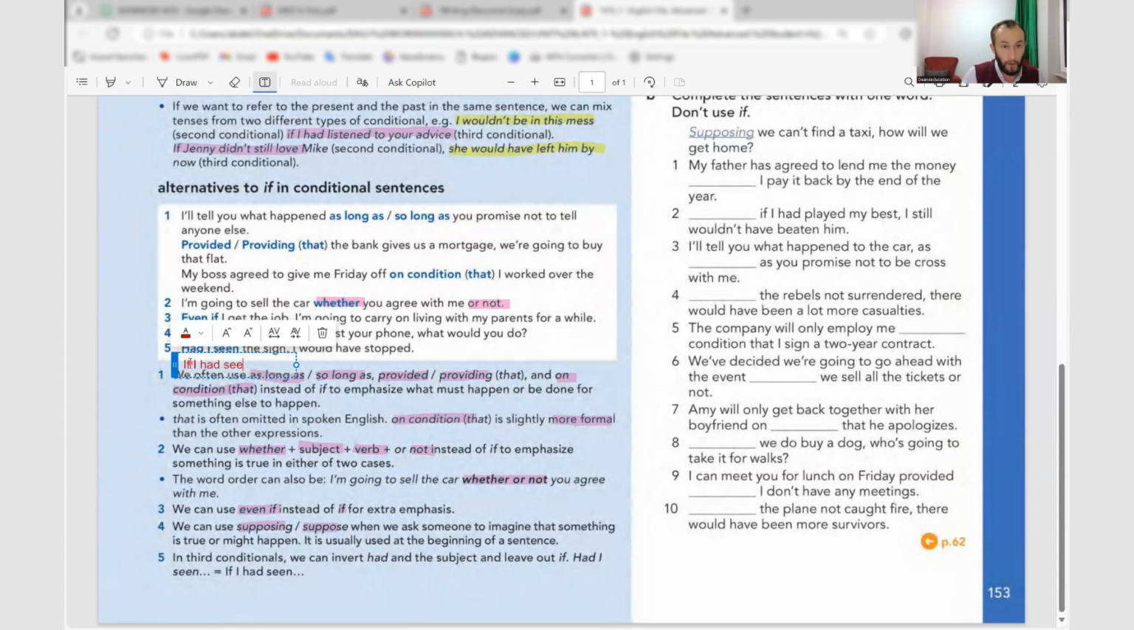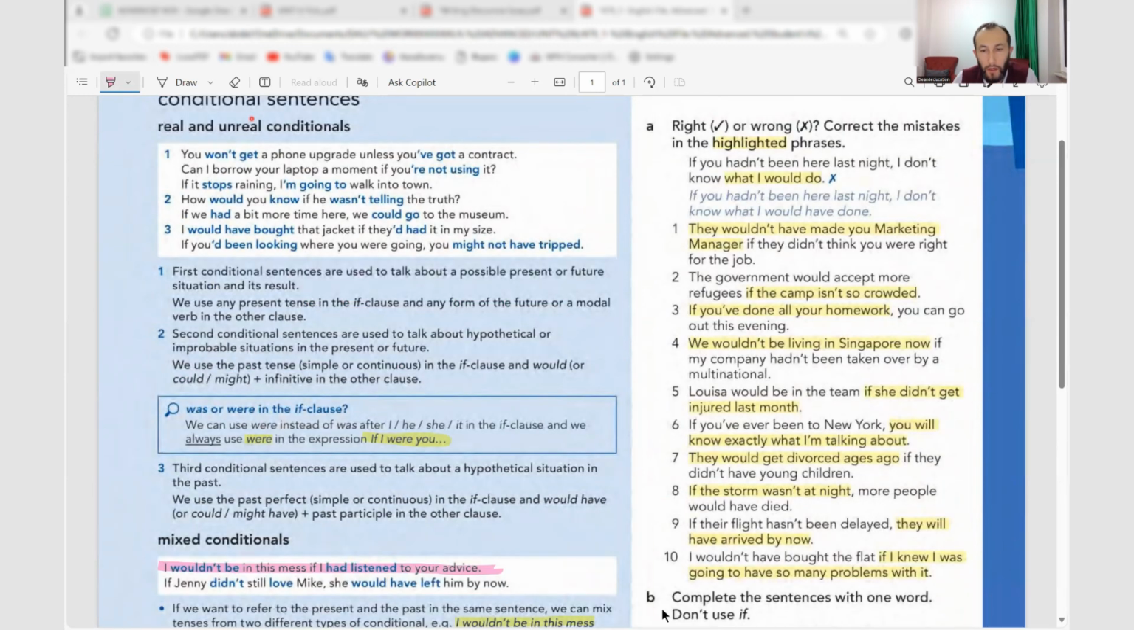If I had seen the sign. Can you see that, guys? If I had seen the sign, the normal structure. But if you remove if, then had I seen, you need to put had before I, like a question structure. But it is not a question, by the way. Had I seen the sign, I would have stopped. Why do we do that? Again, for emphasis. Inversion. We invert had. Invert means we change the place of it. That's it.